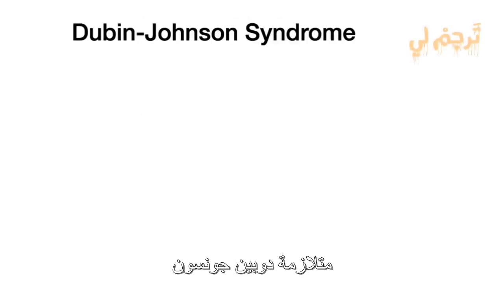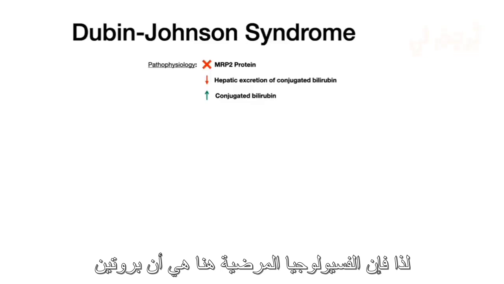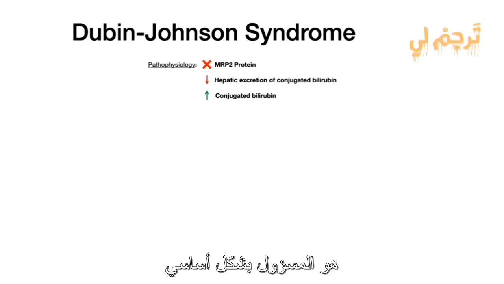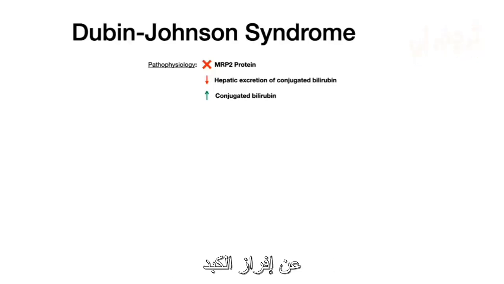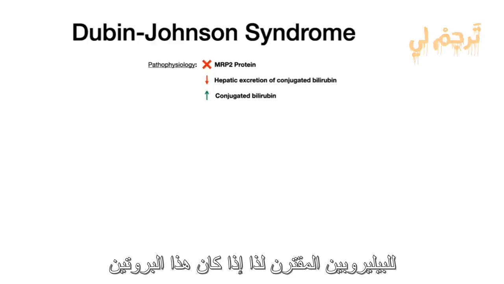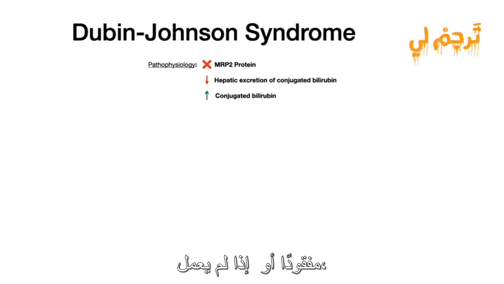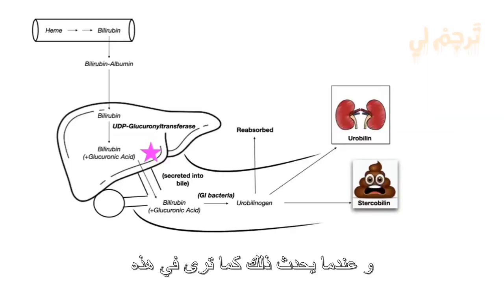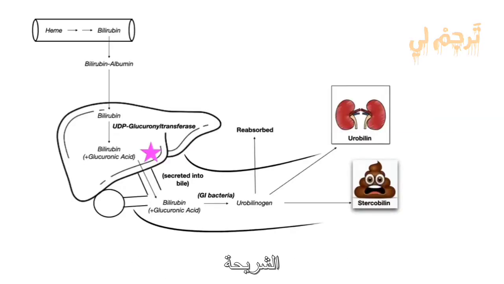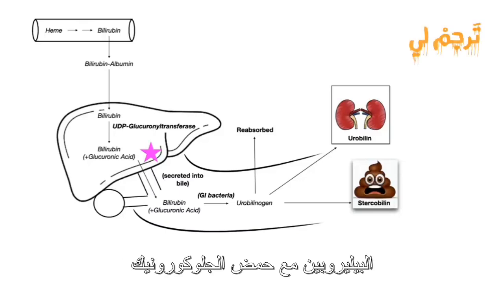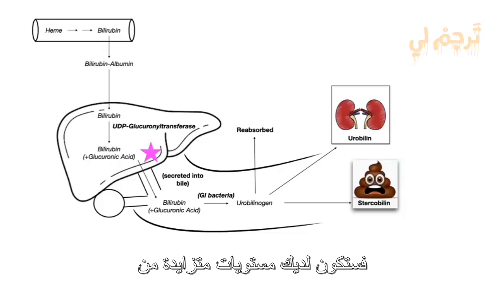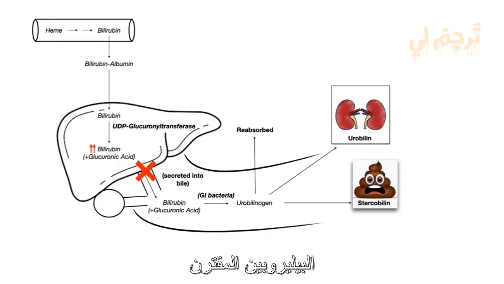So the pathophysiology here is that the MRP2 protein is dysfunctional. And the MRP2 protein is basically responsible for the hepatic excretion of conjugated bilirubin. So if that protein is missing or is not working, then you're not going to be able to get conjugated bilirubin out of the liver. And when that happens, as you see on this slide, where the pink star is located, if that bilirubin with the glucuronic acid attached to it can't leave the liver, then you have increased levels of conjugated bilirubin, as you see on this slide.